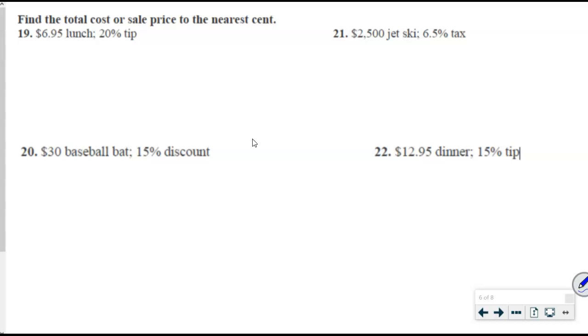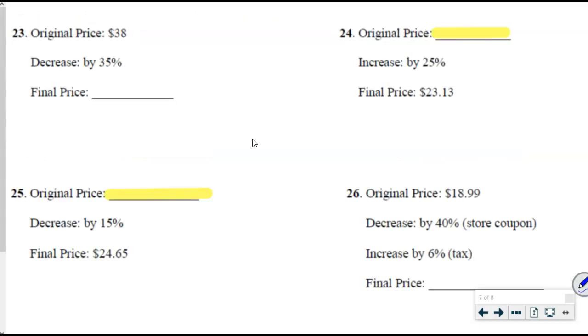Let's do 23 and 24. Ooh, maybe not. Let's do, what do I want to do? Maybe 23, 24, 26, I don't know. We'll see what we have time for. Look over those ones. You guys tell me which ones you want to go over among 23, 24, 26.